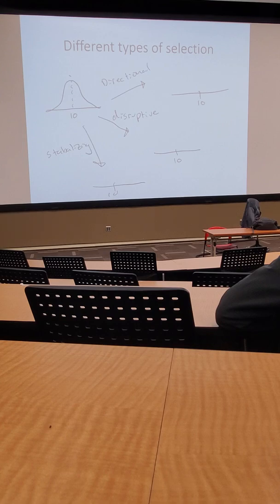Directional means should be towards one side. Yeah, we're going to shift. We moved the mean this way. We also decreased the variance. Disruptive is bimodal, two modes. We didn't shift the mean, actually, but we increased the variance a lot. We have two means now, sort of. The overall mean didn't shift. What about stabilizing selection? The mean with less variance. Yep.